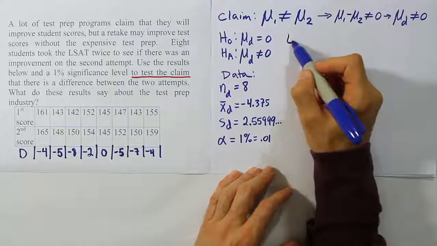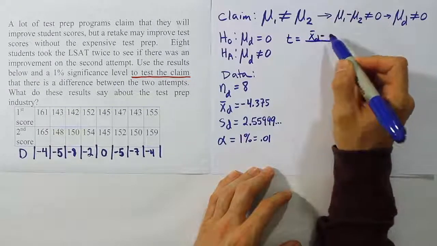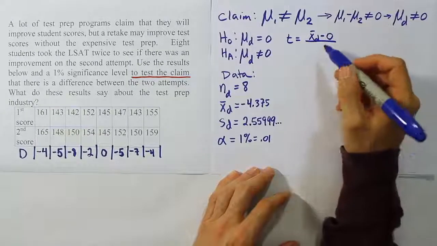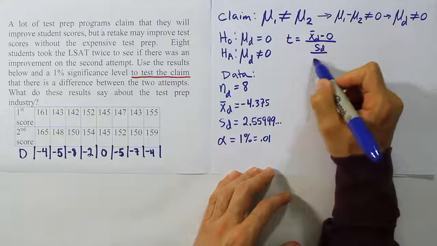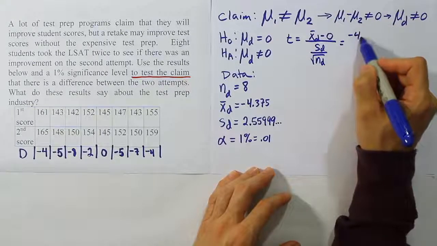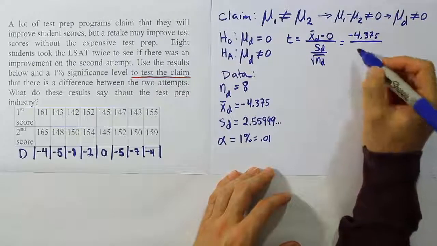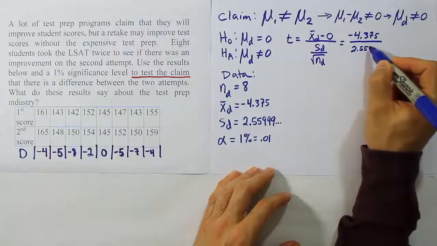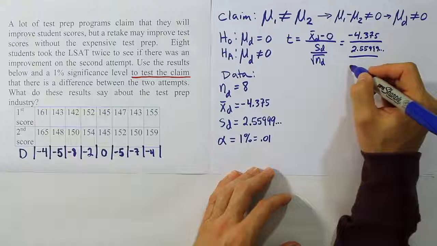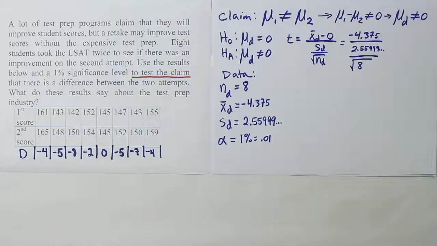Our test stat formula will be a t test statistic, and the formula is going to be x bar for the differences minus the value from H0, so in that case it's going to be 0, divided by S sub d over the square root of n sub d. So for us that's going to be minus 4.375 minus 0 is just that, divided by the standard deviation, which is 2.55999 dot dot dot, all over the square root of 8. Okay, let's plug that stuff into our calculator now and see what we get.